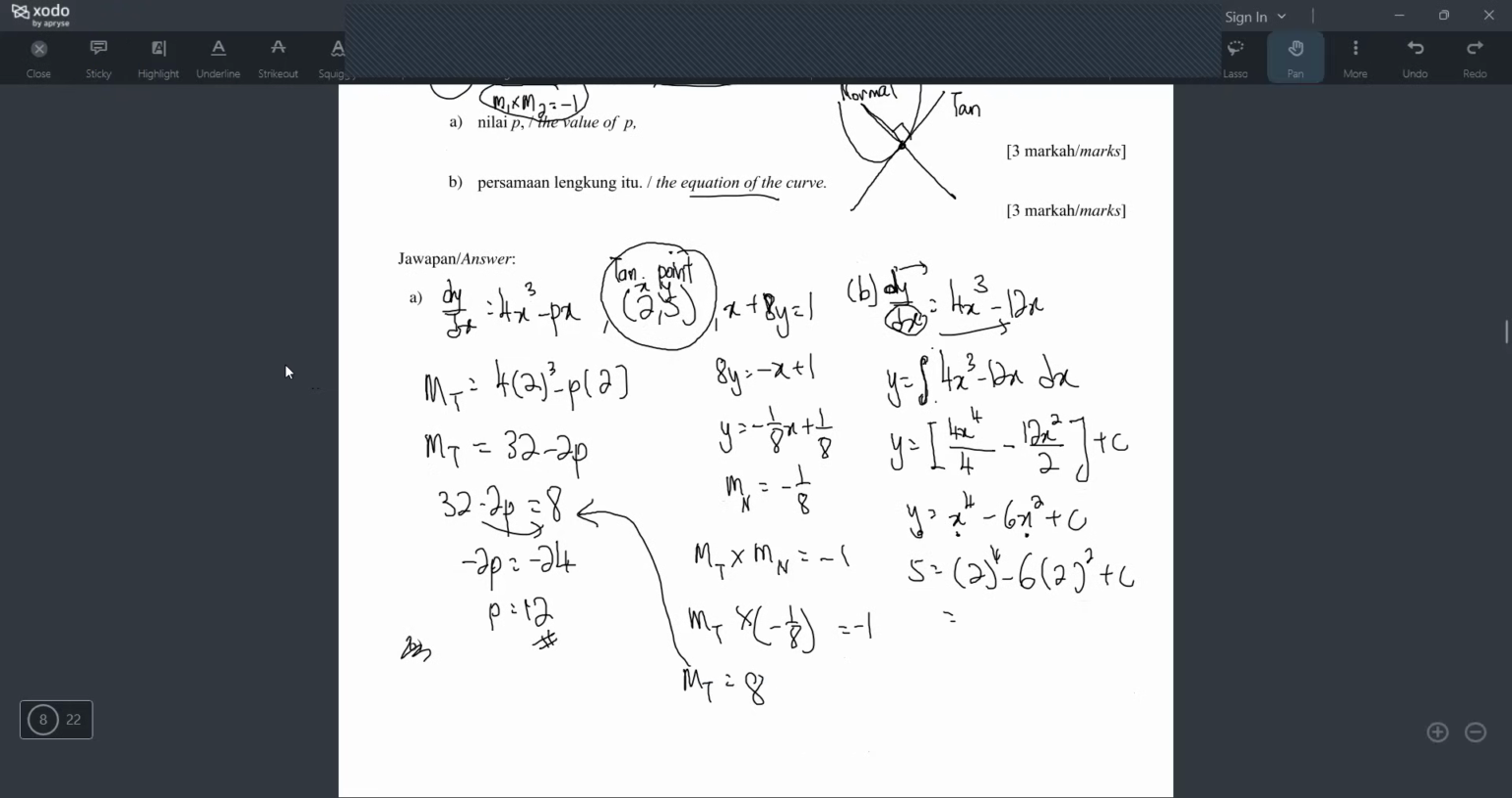Okay. All right. So how do we do this? So 5 equals to 2 power 4 is 16. 2 power 2, 6. 2 power 4, 4 times 6 is negative 24, right? And then c will be, use calculator.